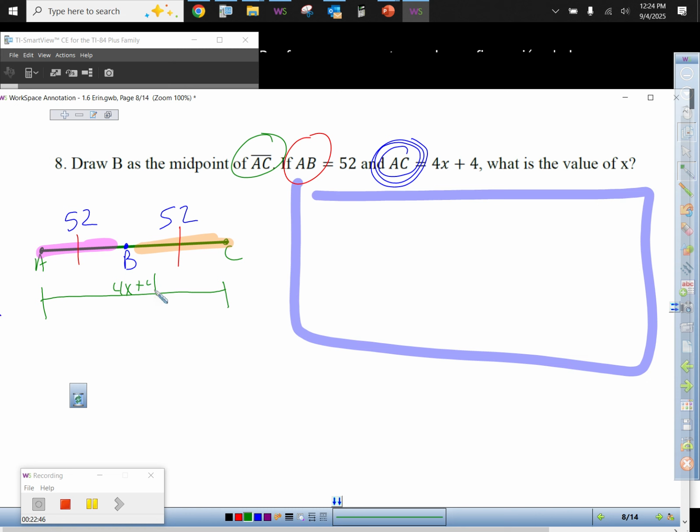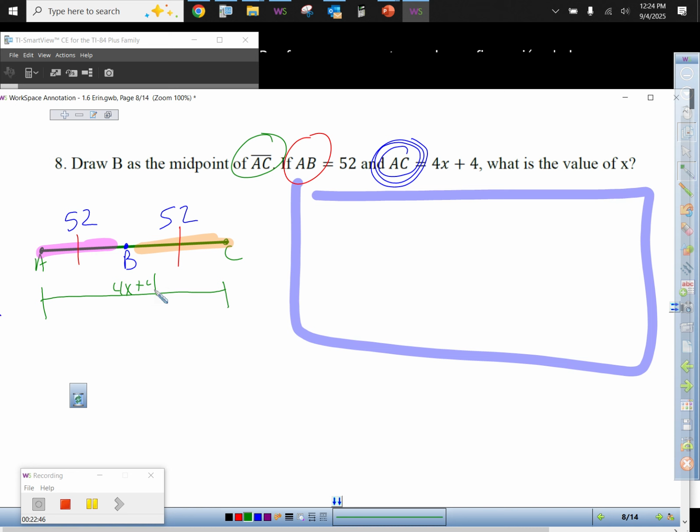Isn't that the whole thing, right? You cool with how I put that information in the picture? They ask us to solve for x. I do everything in colors. I'm sorry if you're colorblind. Are you cool with this is pink, this is orange, and this is green?